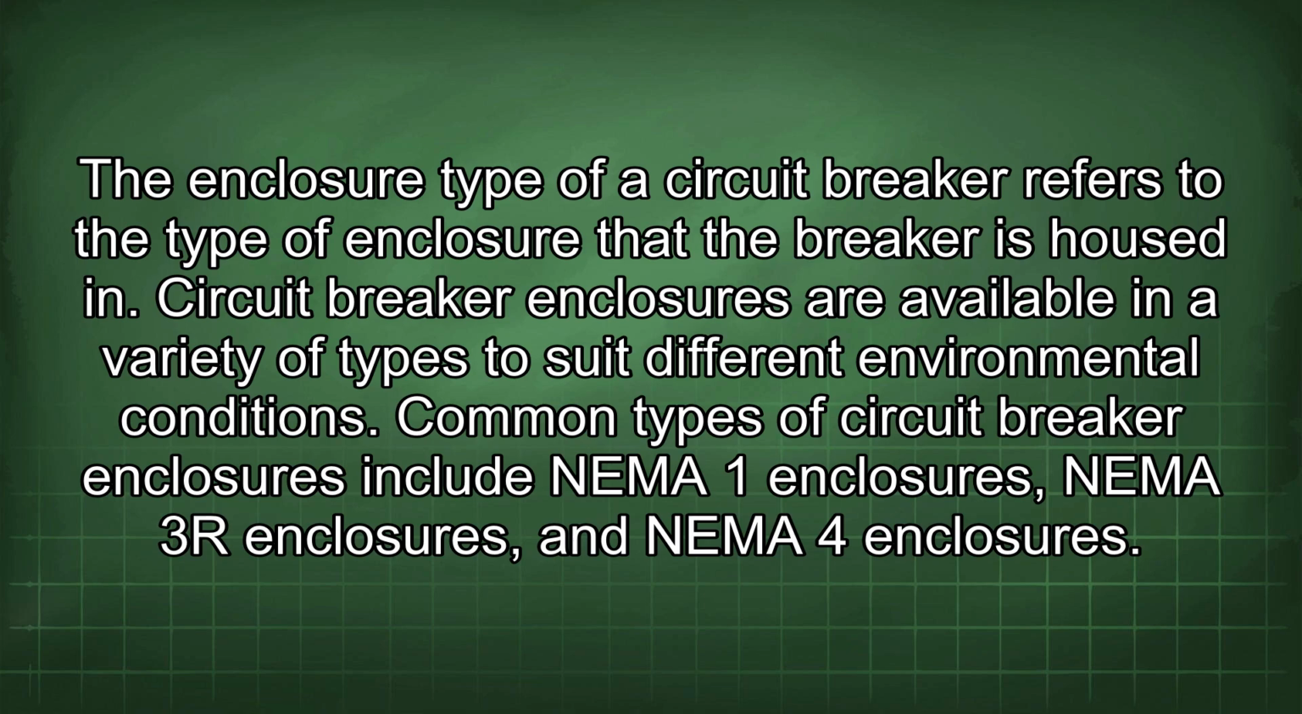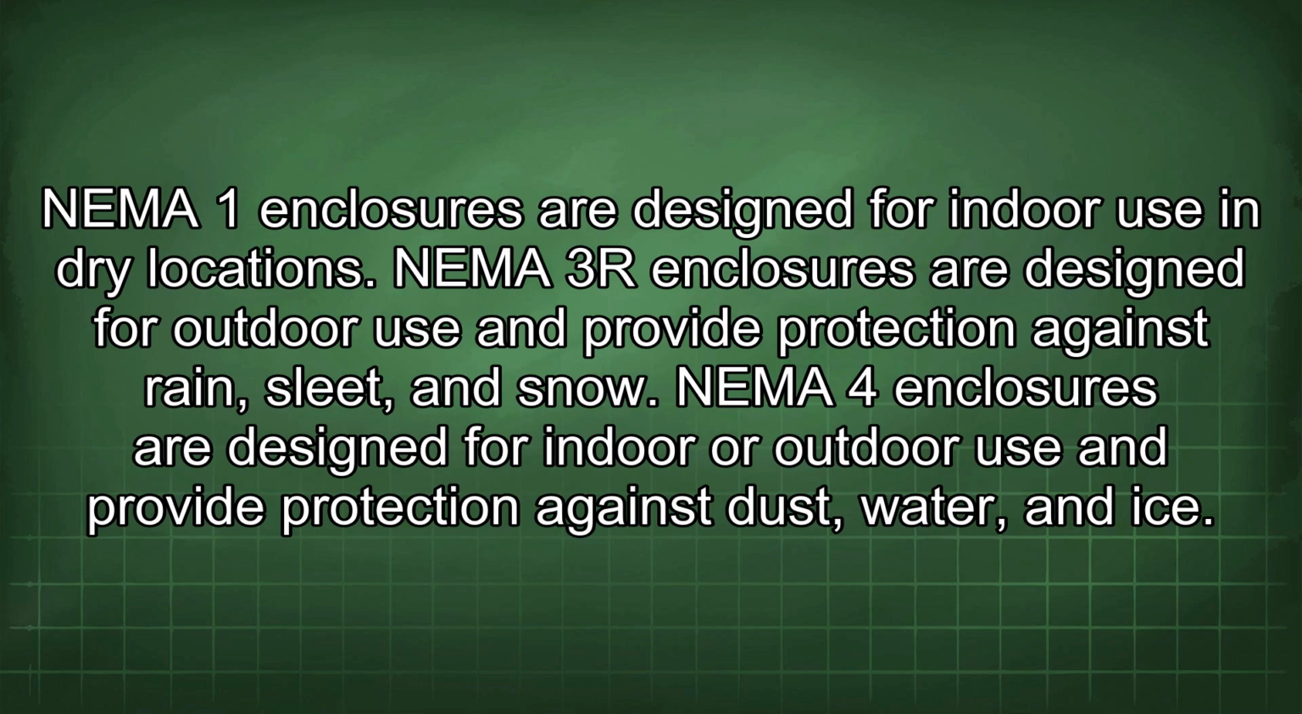Circuit breaker enclosures are available in a variety of types to suit different environmental conditions. Common types of circuit breaker enclosures include NEMA 1 enclosures, NEMA 3R enclosures, and NEMA 4 enclosures. NEMA 1 enclosures are designed for indoor use in dry locations. NEMA 3R enclosures are designed for outdoor use and provide protection against rain, sleet, and snow. NEMA 4 enclosures are designed for indoor or outdoor use and provide protection against dust, water, and ice.